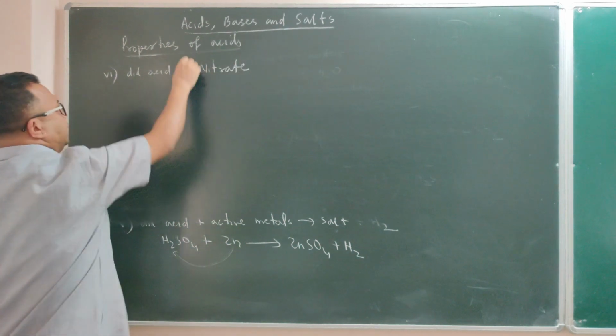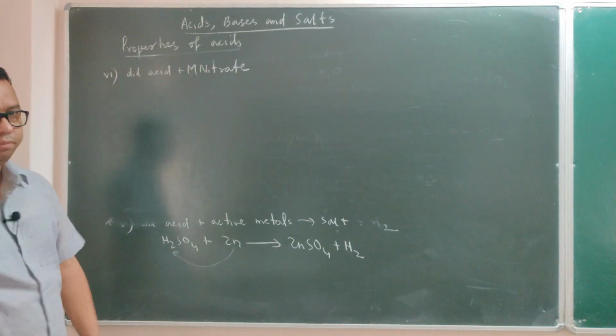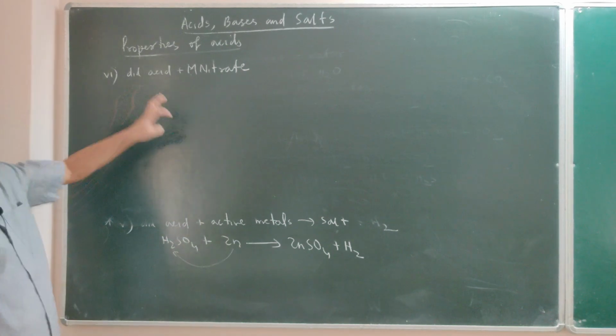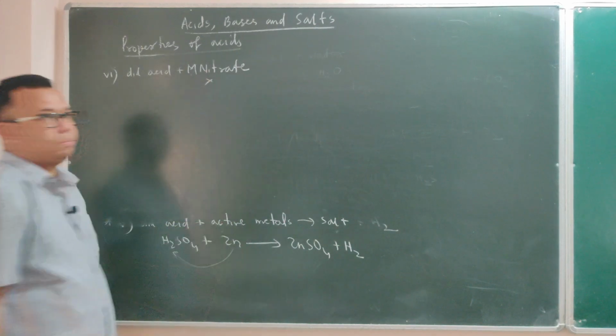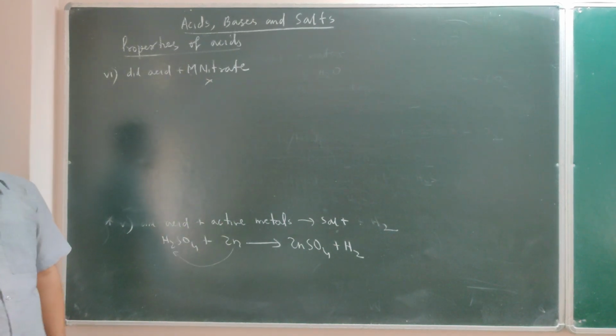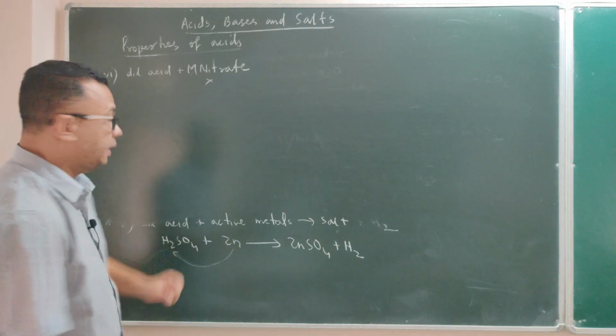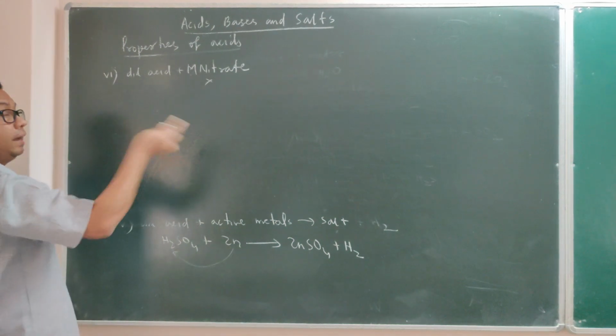As such, dilute acid and metallic nitrate don't react. There is no such sequence like how we have been writing. You will not find it for nitrate. This reaction does not take place.